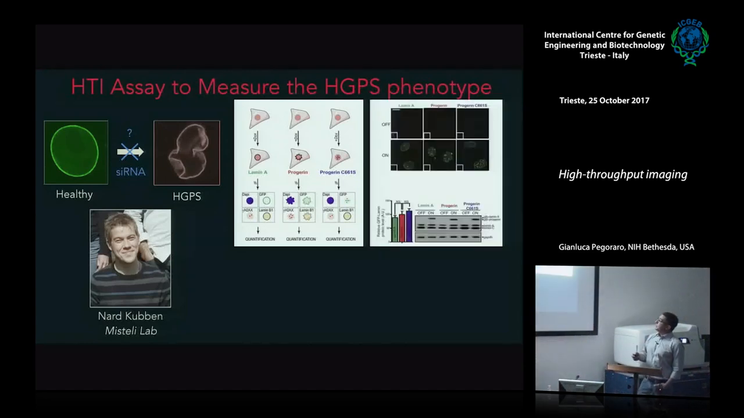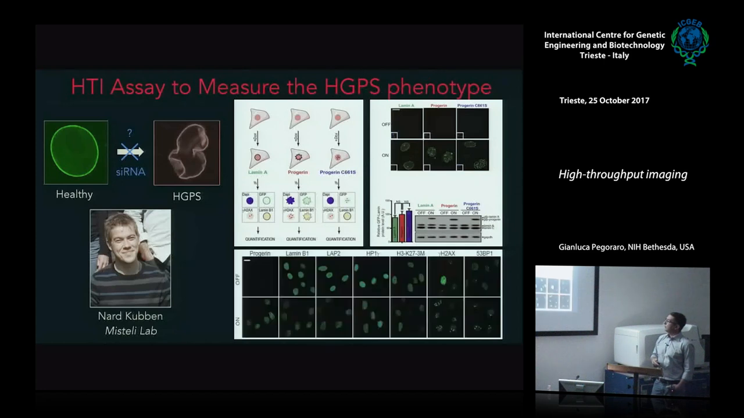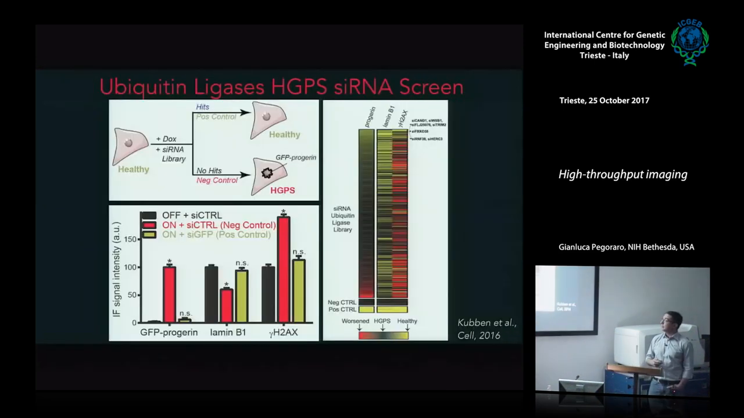So Nard generated the cell lines. These are just controls. He could induce the expression of GFP-progerin at levels comparable to the endogenous version of lamin A. And also, and extremely importantly, he could see a reduction in nuclear envelope components, heterochromatin markers, and an activation of the DNA damage response. And so armed with this assay, he decided to run the RNAi screen.